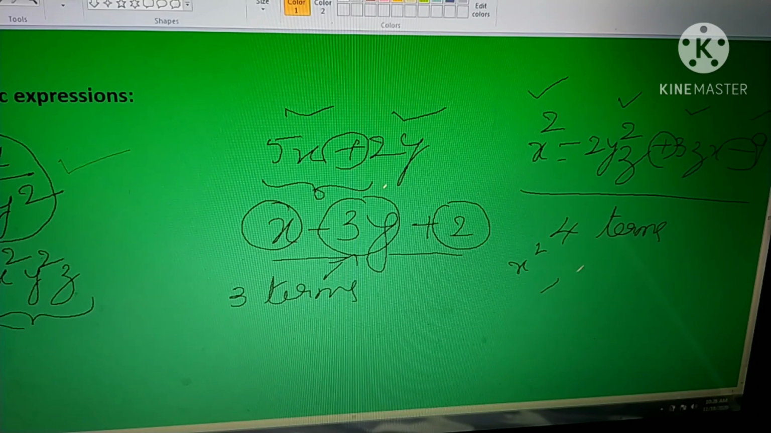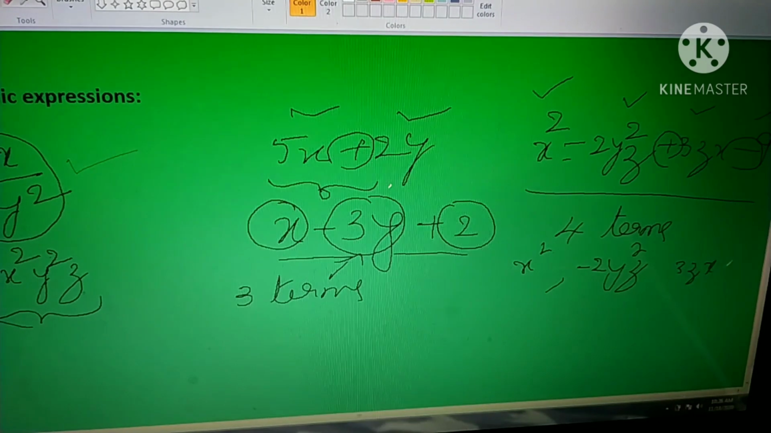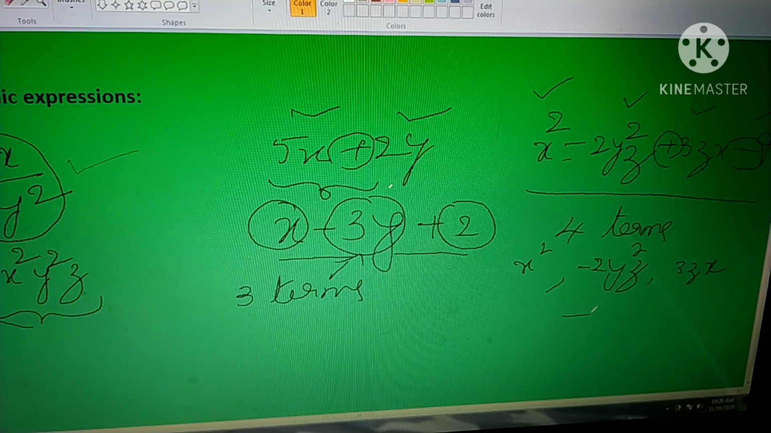x square is one term, 2y square z is one term, 3zx is one term, and lastly minus 9 is also one term here. Understood? So like that we can divide an algebraic expression into terms. We can find out how many terms are there.